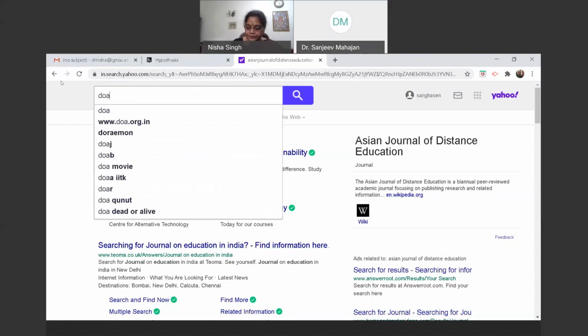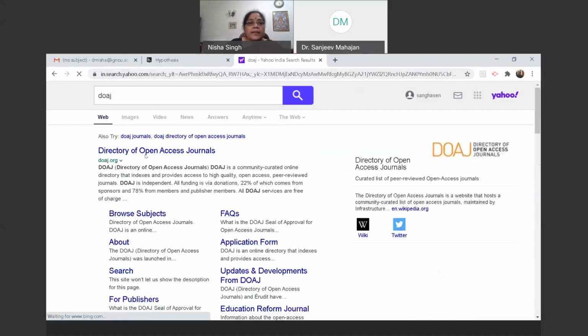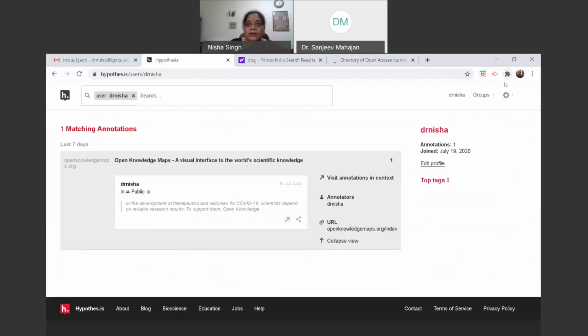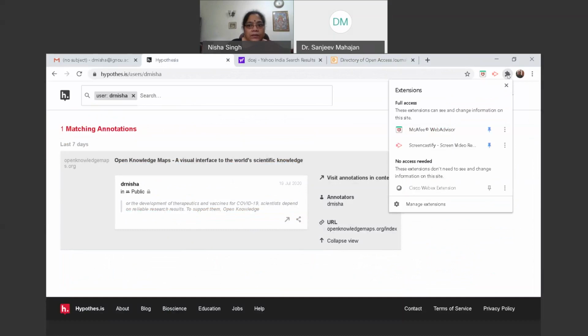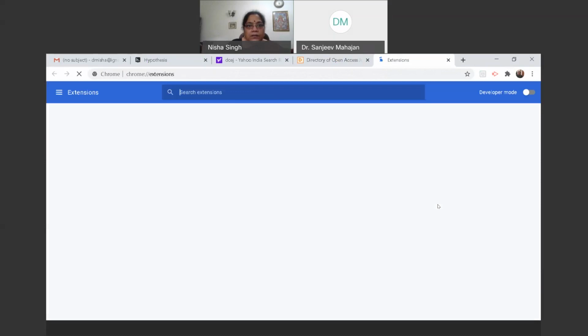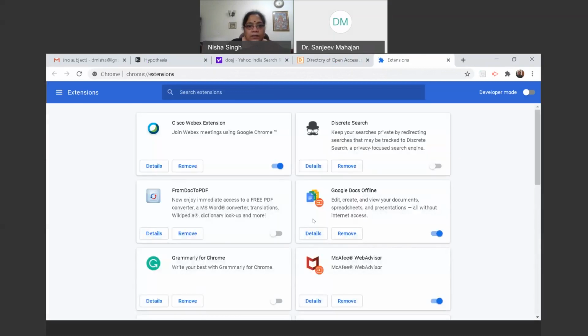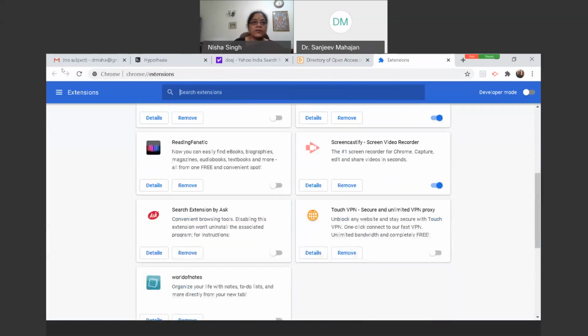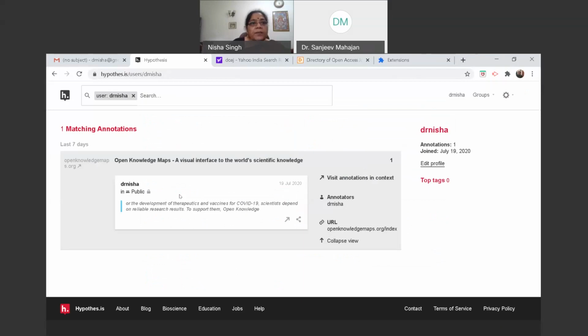DOAJ. डायरेक्टरी जिसकी हम बात कर रहे थे, डायरेक्टरी ऑफ ओपन एक्सेस जर्नल्स. यहाँ पर हम आते हैं. It has an extension. Manage extensions. Just a minute. No, it doesn't have an extension. जब आप हाइपोथेसिस में जाएंगे, जब आप अकाउंट बनाएंगे, मैं इसको बंद कर रही हूँ, तो ये आपको एक्सटेंशन के लिए बोलेगा.